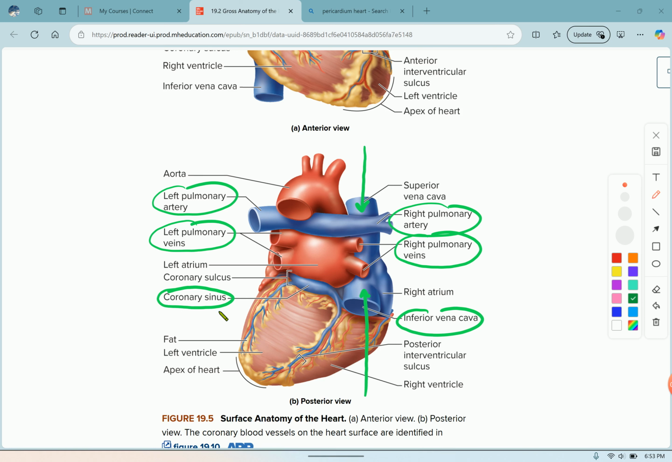Okay, now the heart tissue itself is supplied by these coronary arteries. The arteries, which are the red tubes, deliver oxygen and nutrients to tissue, so in this case myocardial tissue, and then the veins will take up the byproducts and send it back to the lungs so that you can get rid of the CO2.